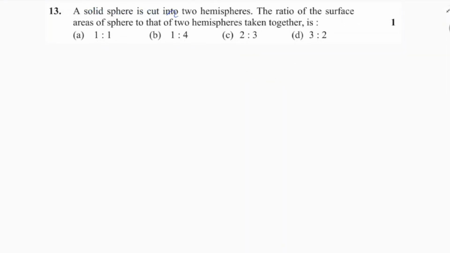A solid sphere is cut into two hemispheres. Find the ratio of the surface area of the sphere to that of the two hemispheres taken together. Suppose here it is a sphere, like a ball, and it has been cut in the middle into two parts: one hemisphere and the top one.